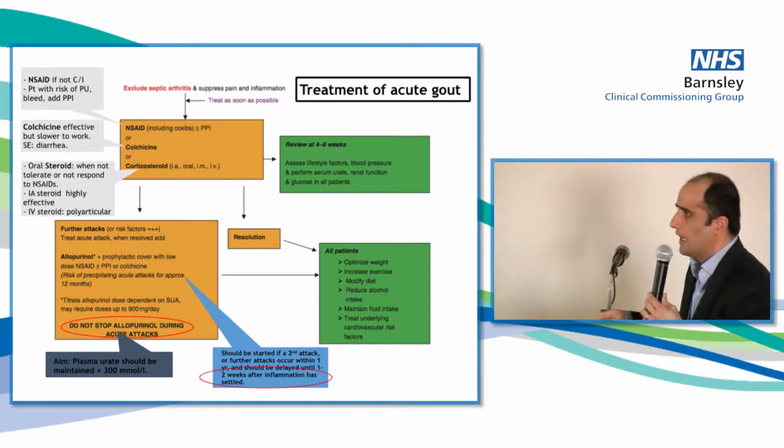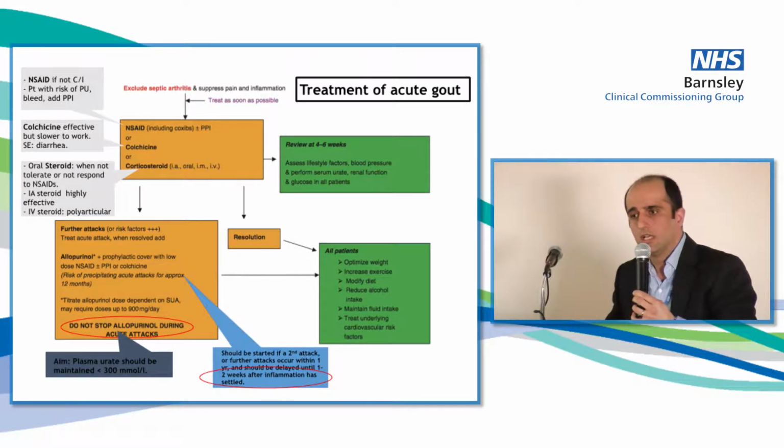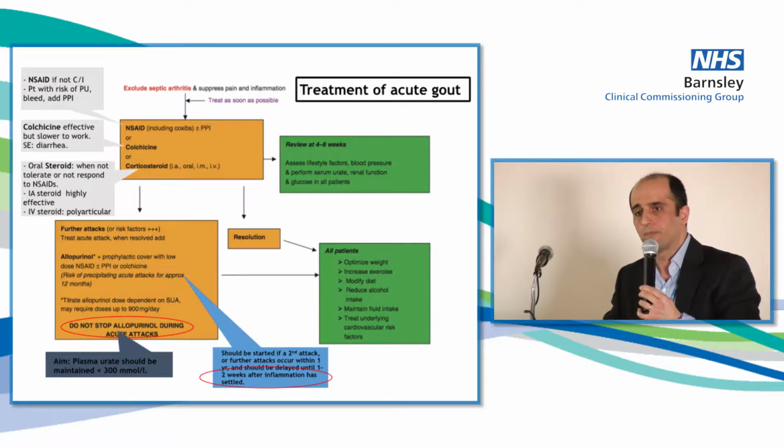If the patient gets other attacks of gout, the BSR guidelines, which is the British Society of Rheumatology, recommend that the patient needs to have at least 2 attacks of gout in a year to put the patient on uric acid lowering medications. As you know, the first line is allopurinol.